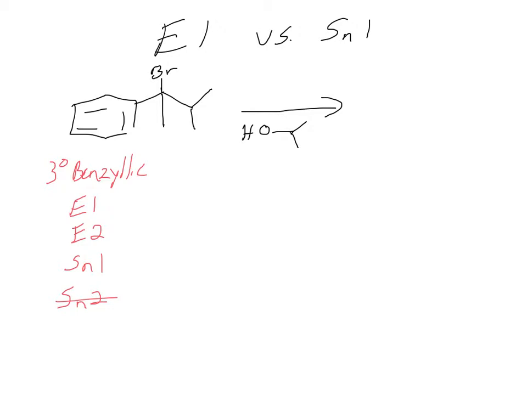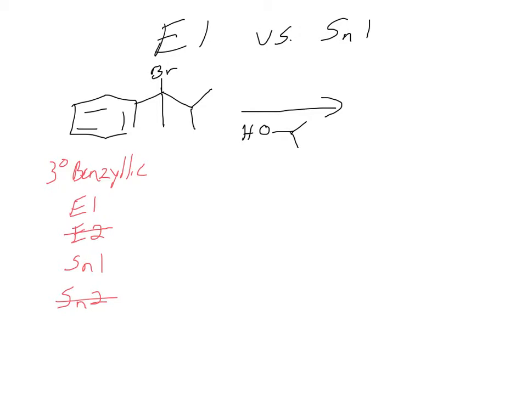Then we ask ourselves, how reactive is our nucleophile or base? In this case, we see isopropanol. There's no negative charge, so that's not super reactive. That would automatically probably eliminate E2, because E2 likes reactive bases and polar to apolar solvents too. So now you're down to E1 and SN1.